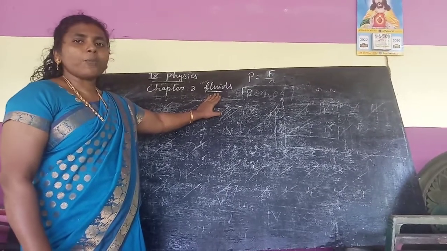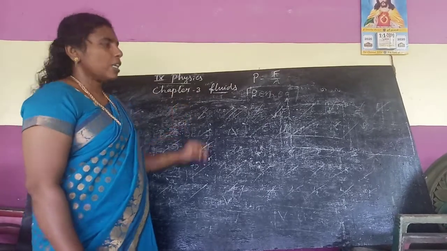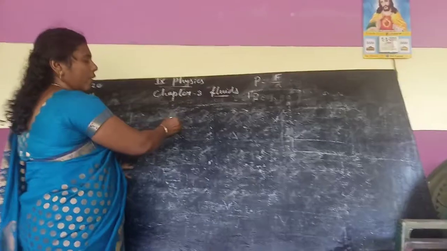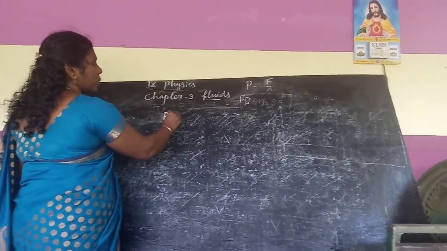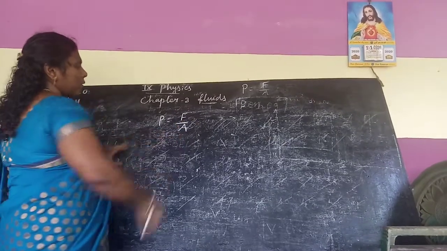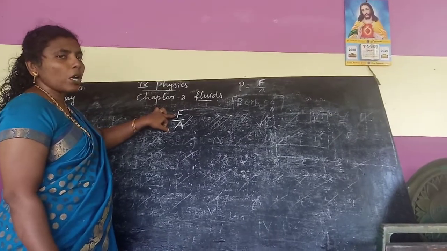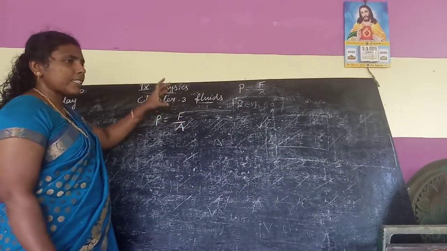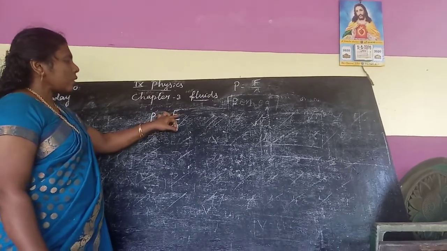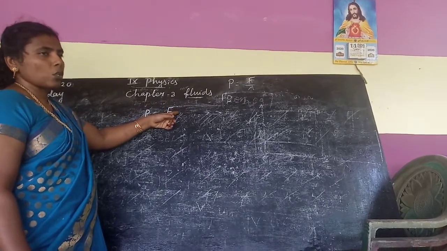Already we have learned about pressure, thrust, and relative density. What is the formula for pressure? P equal to force divided by area. What is thrust? Force acting on a body is called thrust. We have already learned this; we can just revise the portion. So pressure equals thrust divided by area.